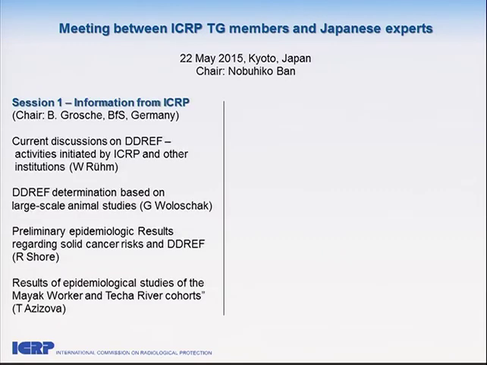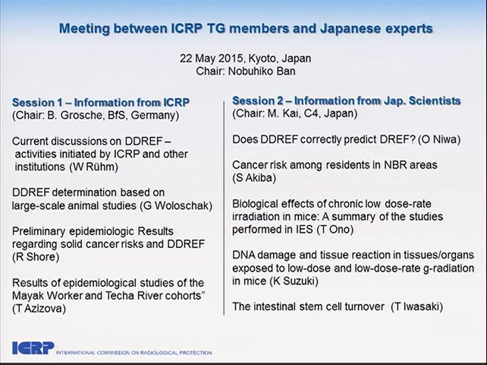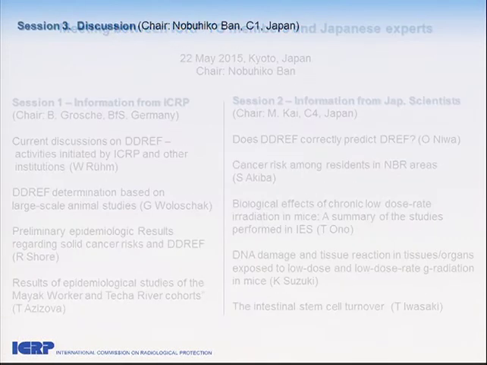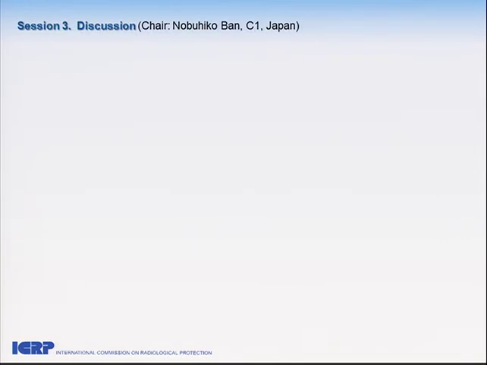There was a session on information from ICRP where a number of task group members gave presentations. There was a second session with presentations from Japanese scientists. I should also mention that the whole workshop was chaired by Nobuhiko Ban. He's a member of Committee 1, on the one hand, and on the other hand, he's a Japanese expert, so he was the perfect chair for this occasion. And there was a third session on discussion, to discuss the DDREF issue.